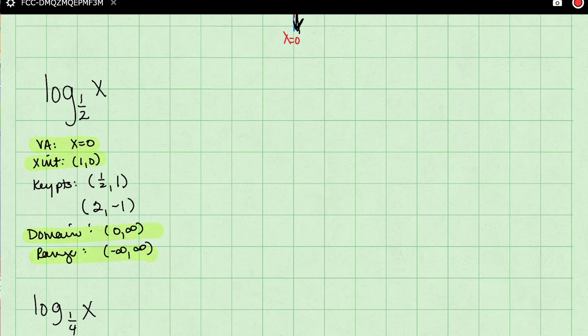All right, so oops, try a little bit straighter there.